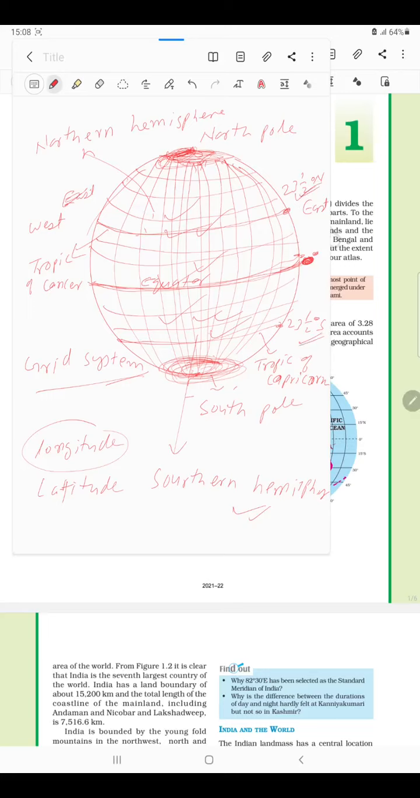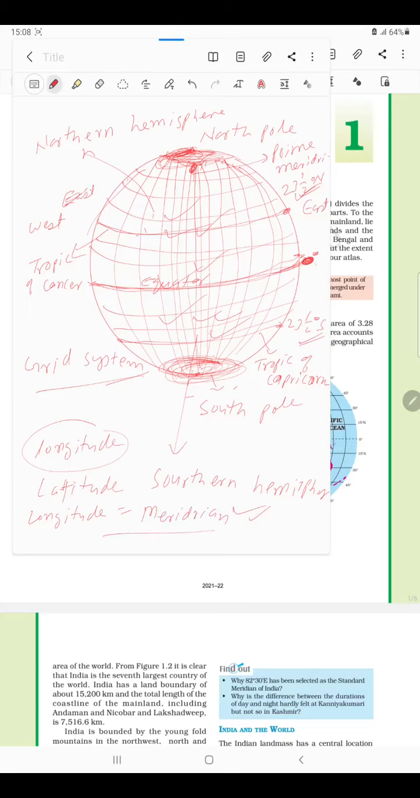Okay. Now one thing you should also know, 0 degree longitude. Suppose this one is 0 degree. 0 degree longitude is termed as prime meridian. These are the important terms relating to this, prime meridian. Longitude is also called meridian. Okay, so clear that thing.